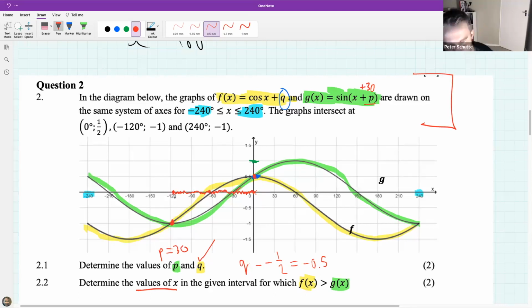What this visually helps me remember is what I'm looking for. I'm looking for the values of X. That may not be the only answer, but let's have a look. Oh, then yellow goes below again, and it stays below until 240. And it says only in the given interval. So what's my answer going to be?